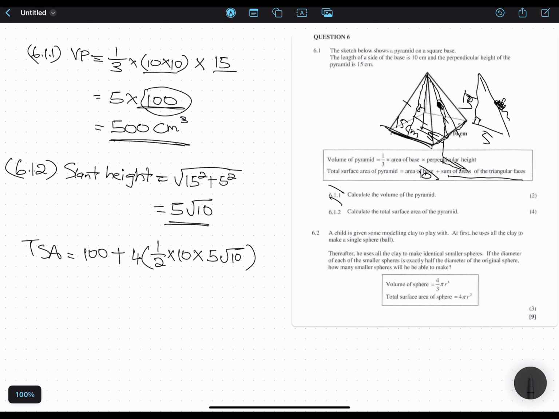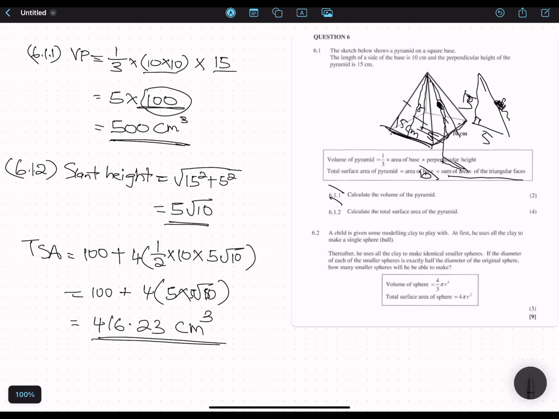So it's going to be 100 plus 4 into this. It's going to be 4 into 5 multiplied by the square root of 10, 5, right? So when you simplify this, you can see that this will be 20, then we're going to have 416.23 centimeter cubed for this question.